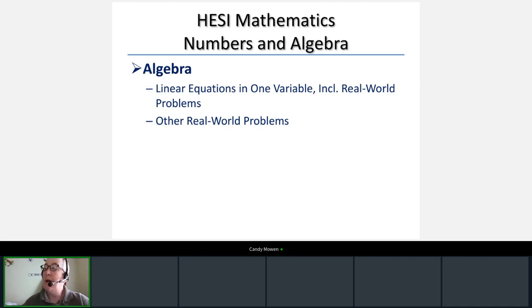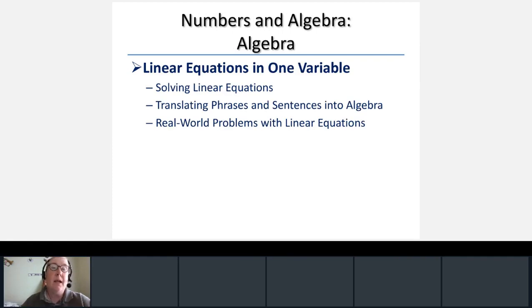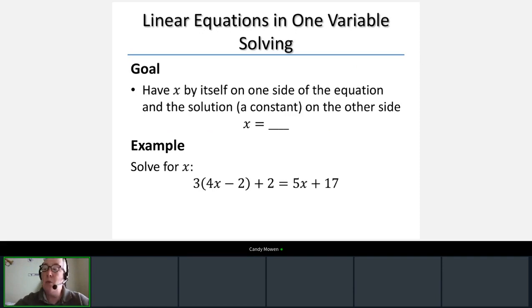So, we'll see what we want to look at there. We're going to look at solving linear equations, translating phrases and sentences into algebra, and real-world problems with linear equations. Our goal is to have x by itself on one side of the equation and the solution or constant on the other side, x equals. For example, we solve for x. What we use is the distributive property. Anything outside of parentheses, we multiply by everything inside, and that gets rid of our parentheses. That's one of our goals.